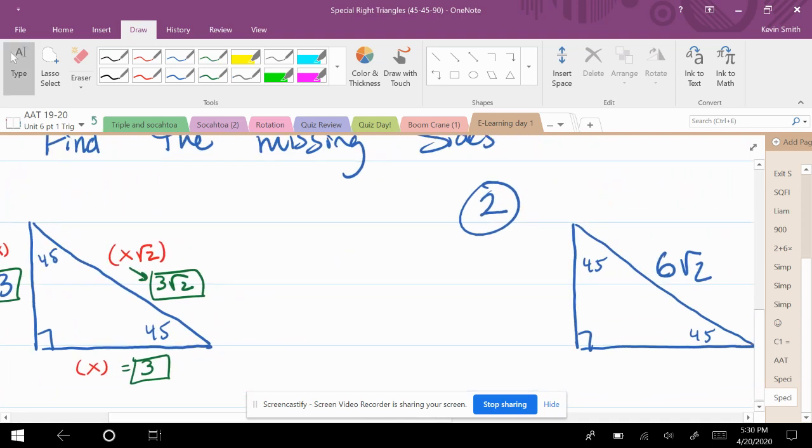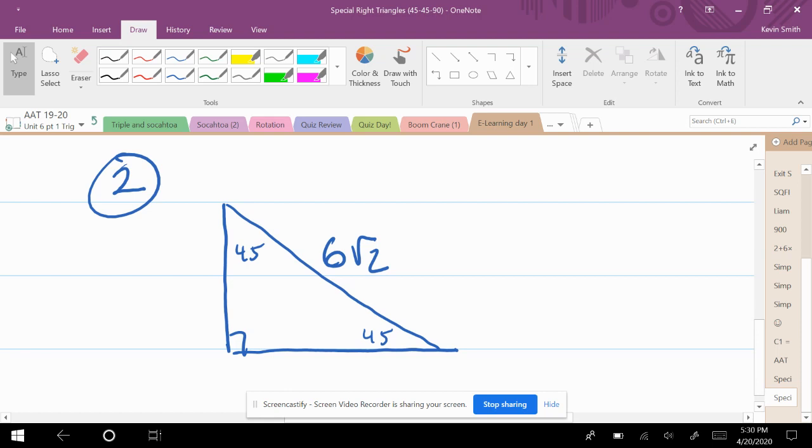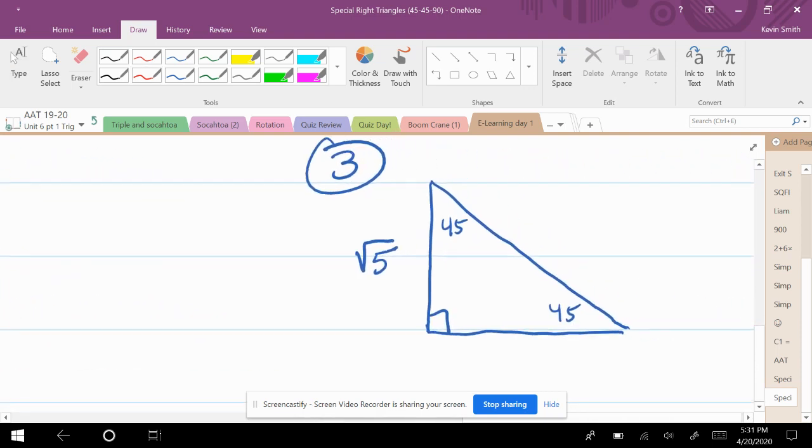So let's try number 2. Take a sec, pause the video, try the problem. Okay, again, I like to write down generally what all 3 sides are. x, x, and this would be x root 2. So what is my x here? Well, in this case, my x is 6. So that means this x is 6, and this x is also 6. Great. I'll give you one more example.